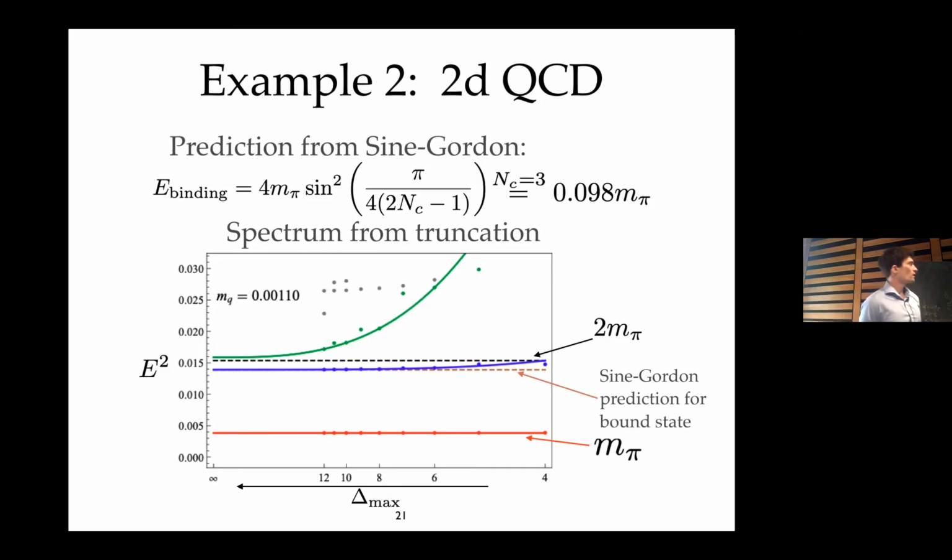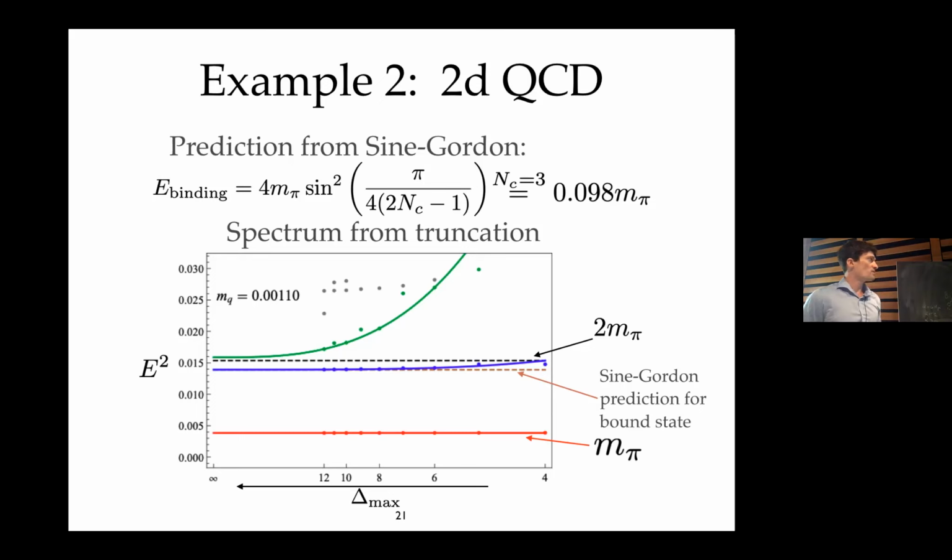All right, so on the y-axis, I have the mass squared of the different states. And on the x-axis, I have the truncation, delta max. And there are a couple different lines here, so let me just talk about what's going on. The red line is the mass of the pion itself, which converges extremely quickly. There's a black dashed line, which is the multi-particle threshold. That's the 2 pion mass.